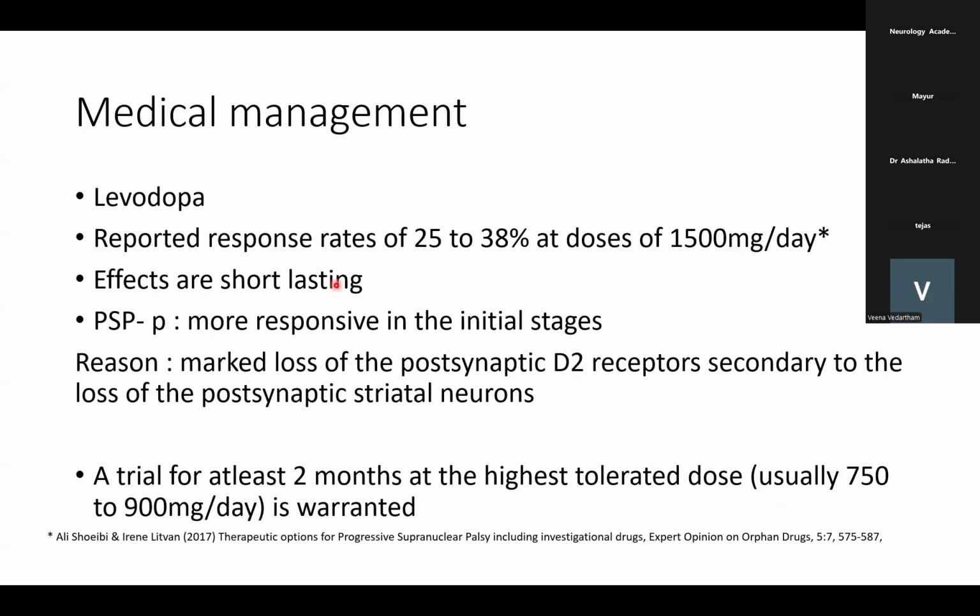Next, we come to the management of PSP. Levodopa alone has reported response rates of up to 25 to 38% at a dose of 1,500 milligram per day. The effects, however, are short lasting, and out of the multiple PSP variants, PSP Parkinsonism is more responsive in the initial stages. The reason is that there is a marked loss of the postsynaptic D2 receptors, which is secondary to the loss of postsynaptic striatal neurons. A trial of at least 2 months at the highest tolerated dose, usually around 750 to 900 milligram per day, is warranted in these patients.